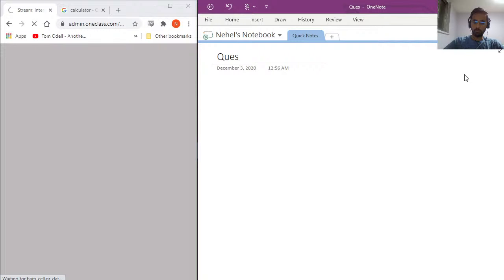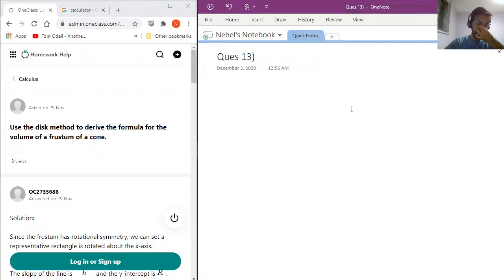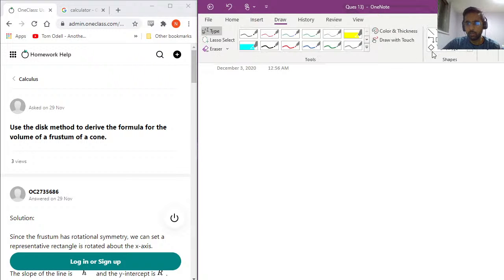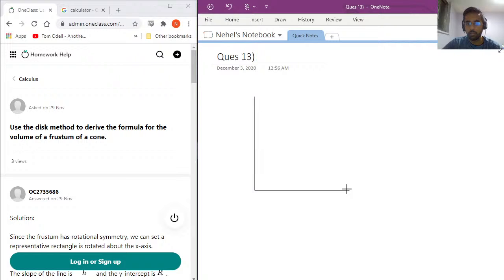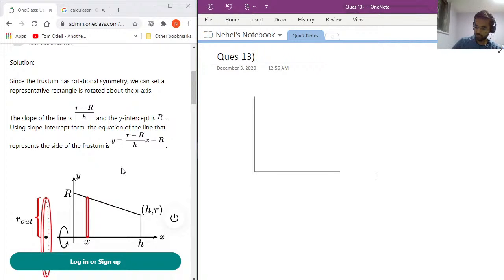Next up, question 13. This is a bit of an advanced question. It says use the disk method to derive the formula for the volume of a frustum of a cone. For this question, let me first quickly draw the coordinate axes, and then we have a cone. A frustum is essentially something which has a decreasing radius. So if I were to draw a cone here, let me use lines so that it's clear.